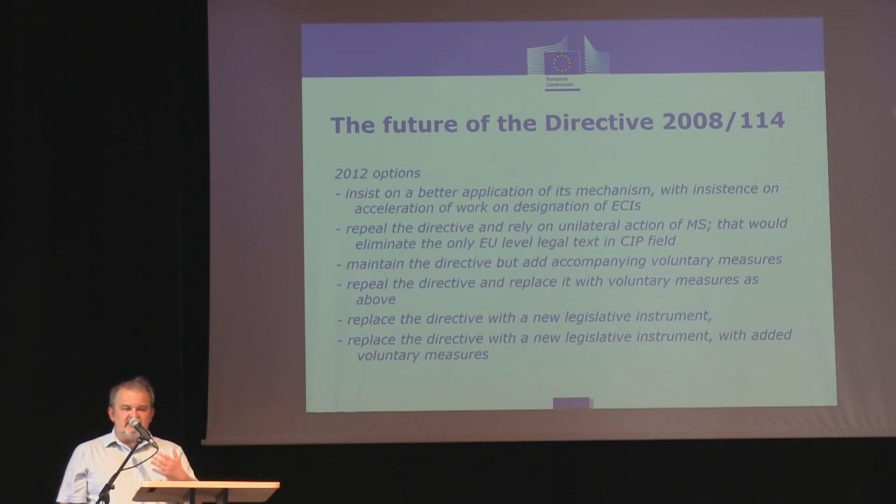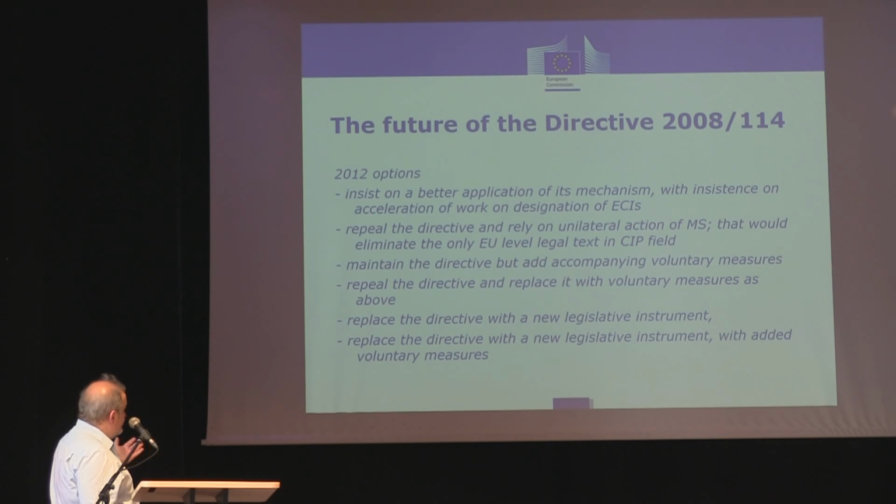So all this, the directive being weak, poorly applied, and outdated, we had to think about some options for the future. Some options were identified already in 2012. We thought that we could maybe insist on a better application of its mechanism, so that the states really get into the identification of ECIs with all the consequences. Once they are identified, for each one there is a need to design a comprehensive security plan and to designate a security officer who is the unique point of contact for all questions of security.